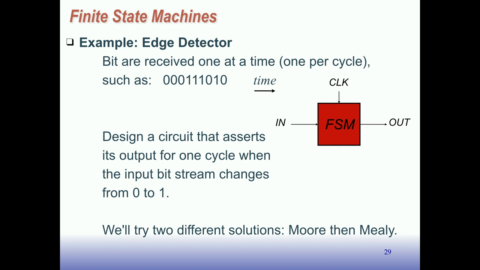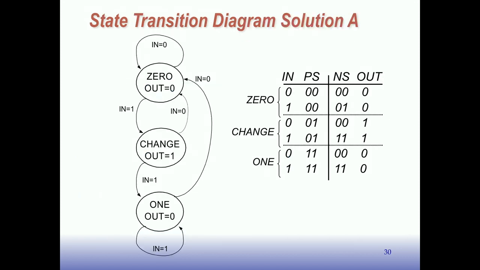Okay, so we'll try this in two different solutions. I'm doing this to demonstrate the difference between Moore and Mealy. So here's one solution. This would be a state transition diagram similar to what we've been drawing before for a Moore machine, because the outputs here are associated with the states. The way this one works is if we're in the 0 state and we get a 0, we stay in the 0 state, and the output is a 0. If we get a 1, then this is the change.